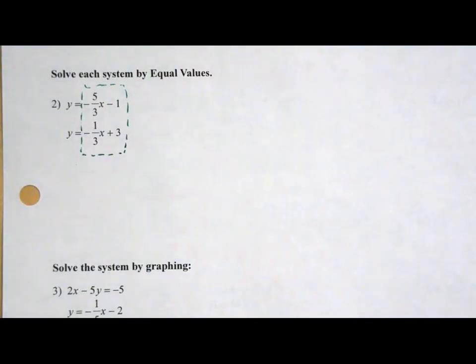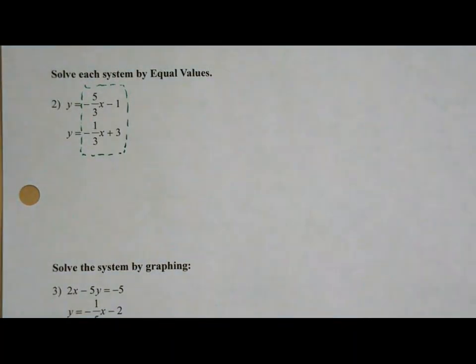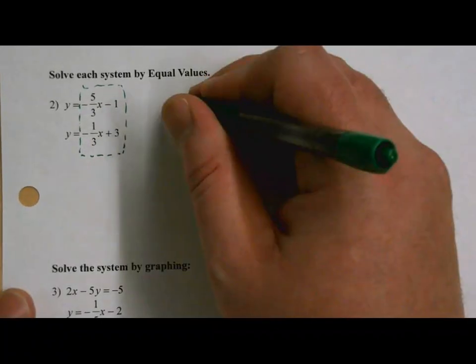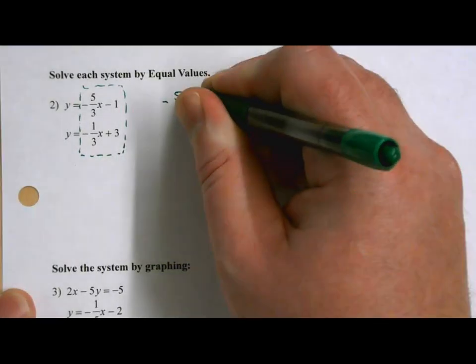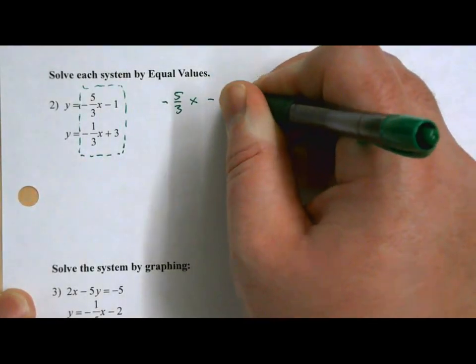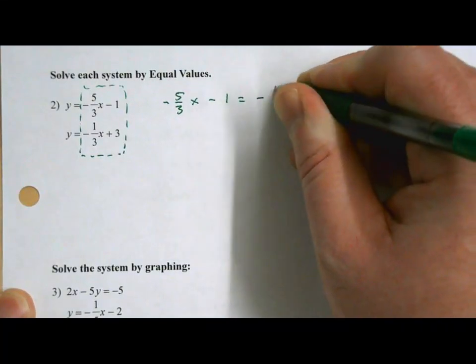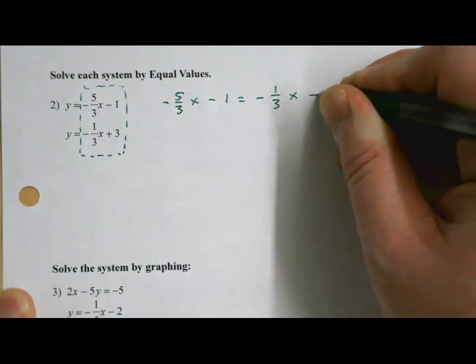So we're going to stick those 2 sides of the equation together. Everybody should be writing this down right now. This is going to be one of your problems. Are you with me? Get this down. We got negative 5 over 3x minus 1 equals negative 1 over 3x plus 3.